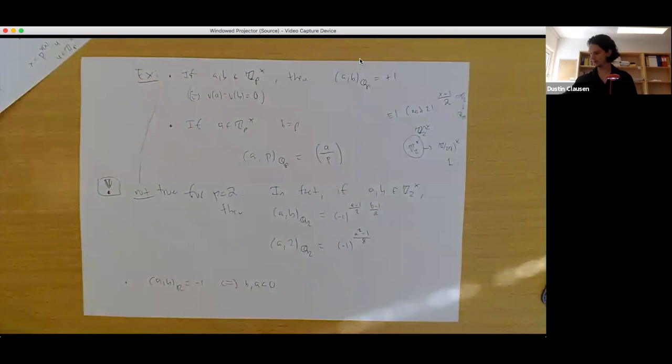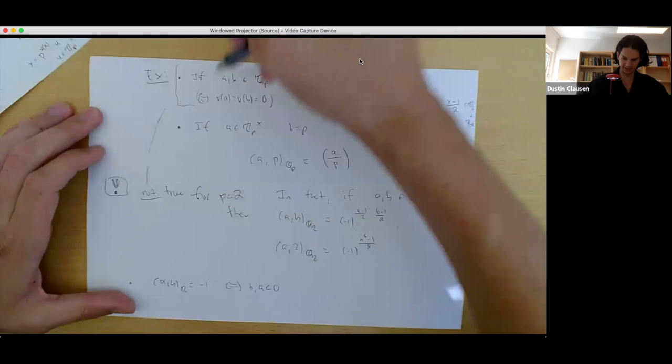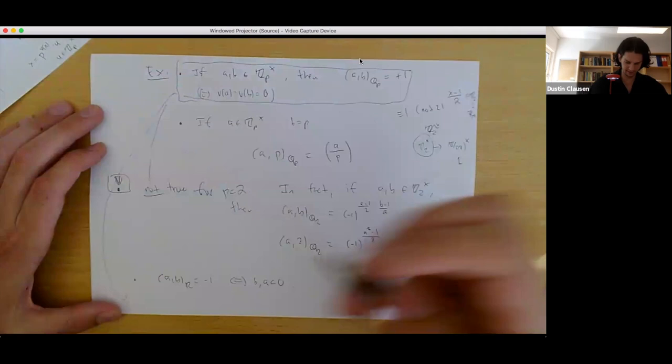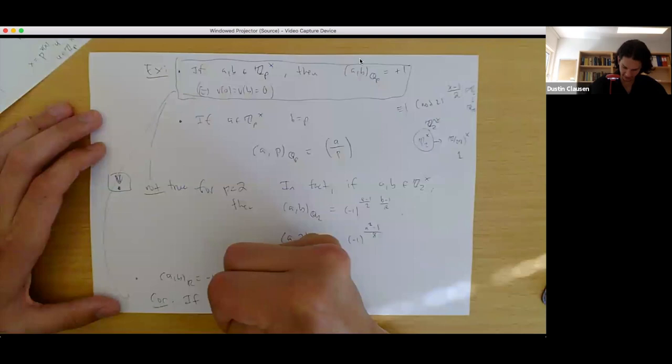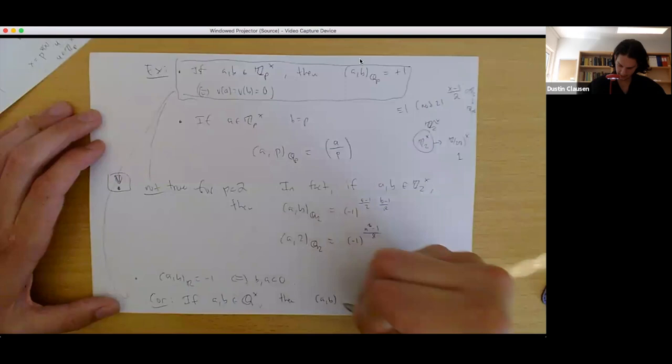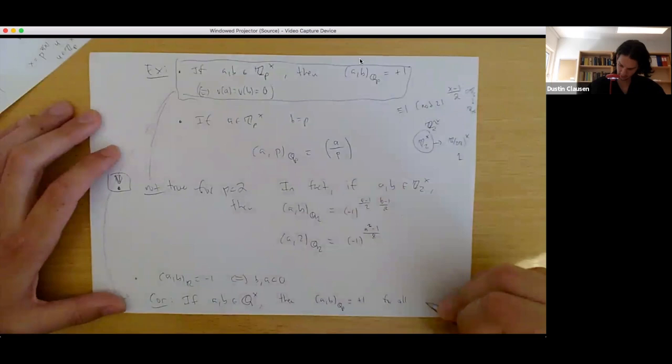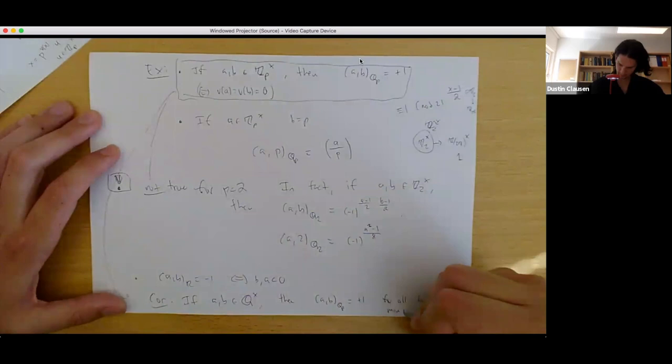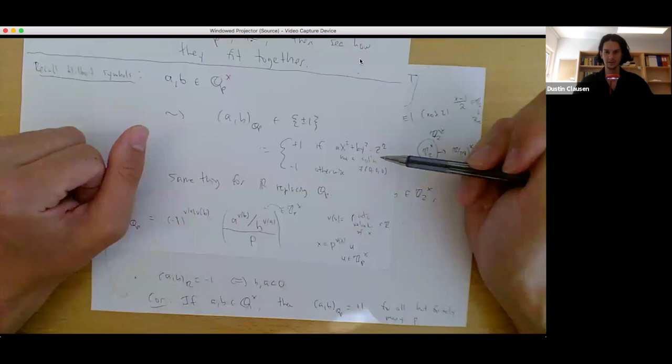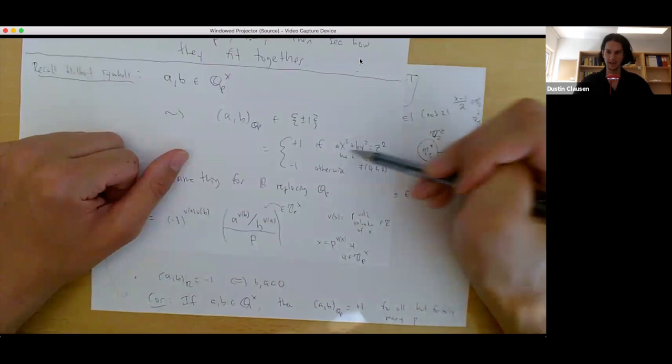Let me make another corollary of this remark. This is an important remark I said. Let me make another corollary of this remark before we move on. If a and b are non-zero rational numbers, then the Hilbert symbol (a,b)_p is equal to plus one for all but finitely many p. So when you look at the equation ax squared plus by squared equals z squared, if you fix a and b, then for almost all the p-adics, it's going to have a non-trivial solution.